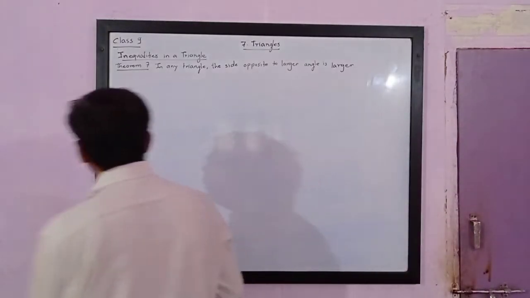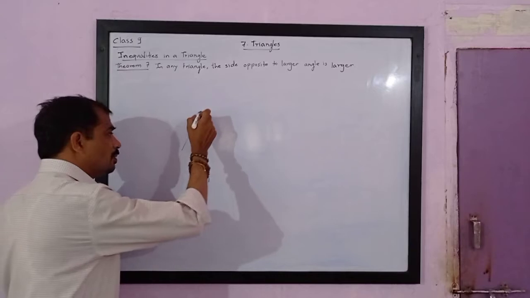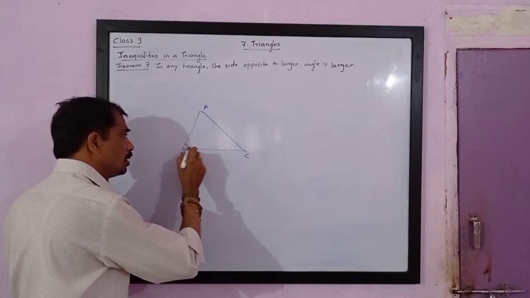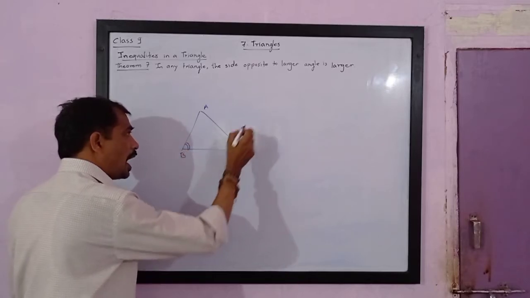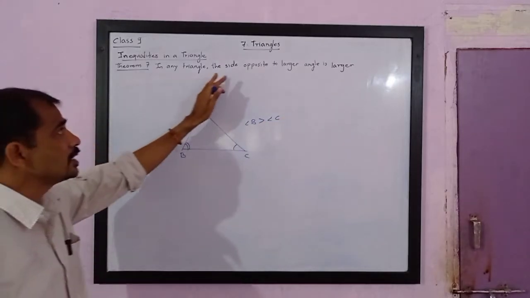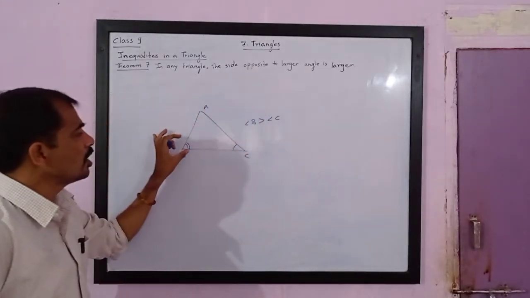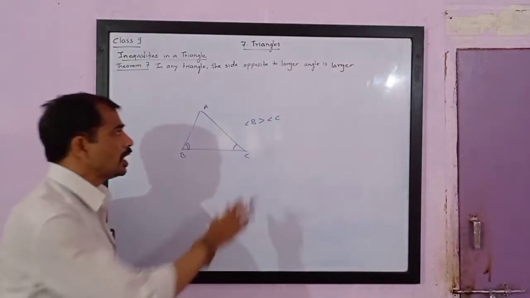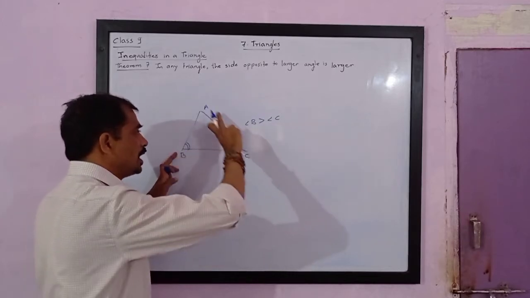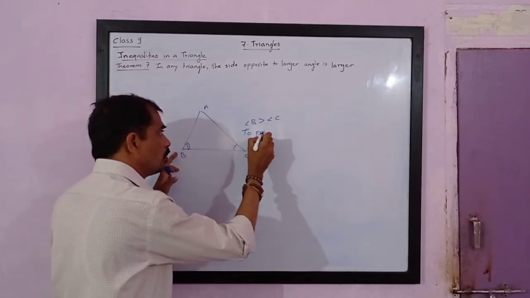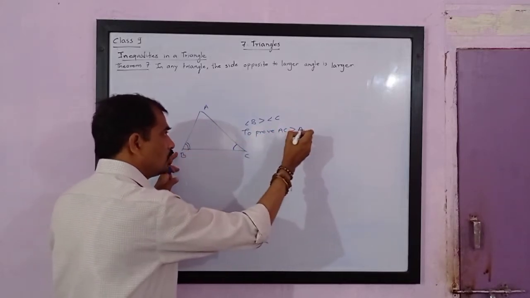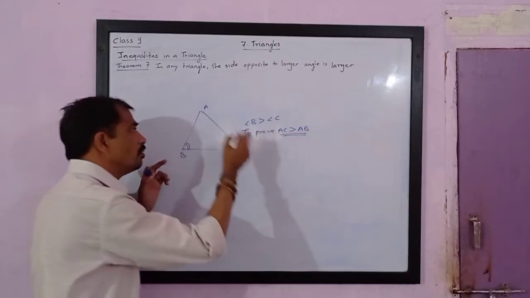Here we are given that there exists some triangle ABC. In triangle ABC, we are given angle B is greater than angle C. Watch carefully. In any triangle, the side opposite to the larger angle is larger, meaning one angle is larger than the other. We are given angle B is greater than angle C, and we have to prove that the side opposite to the larger angle is AC, to prove AC is greater than AB. This is what we need to prove. Now this only we will write.